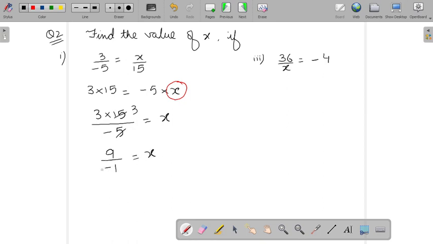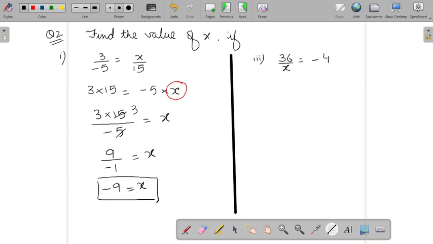Now the denominator should not have a minus sign, so we will take it to the upper side. So it becomes minus 9 equal x. So this would be the value of x. Similarly, we will go for the next part.